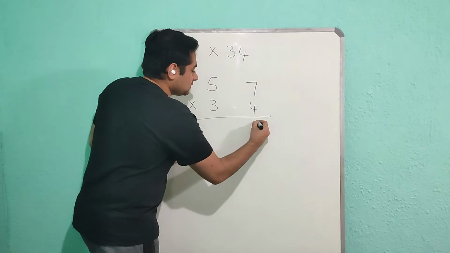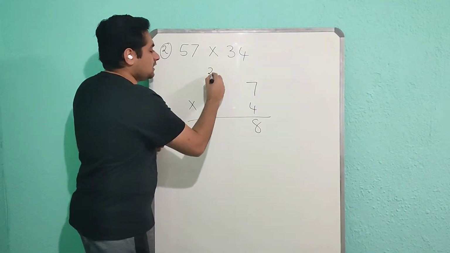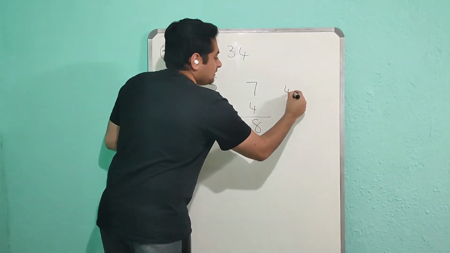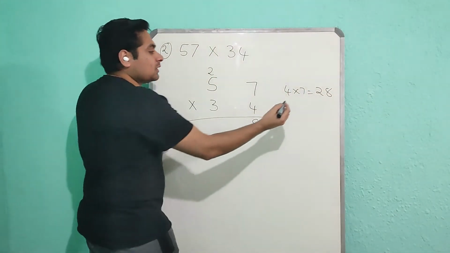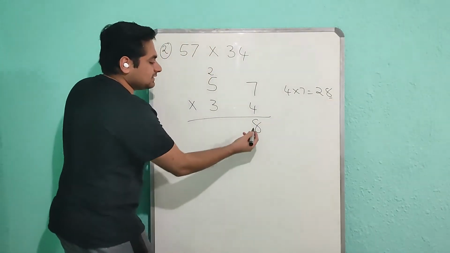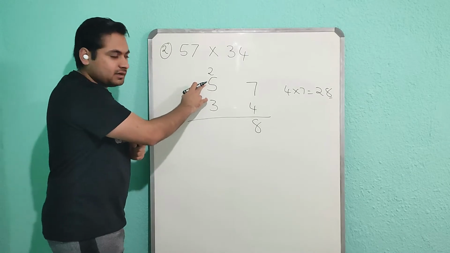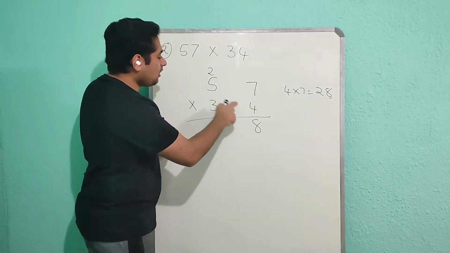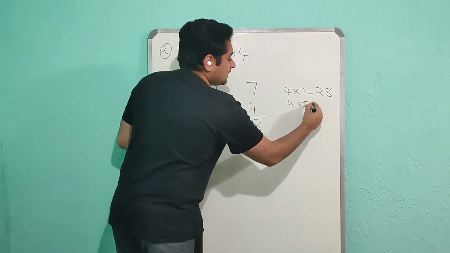28, right? So you write an 8, and now you are going to carry the 2 here. So 4 times 7 gave us 28. So what did we do? We took the last digit, which was 8, and we put it here, and the 2 we carry to the next number, right? Now we say 4 times 5. What is 4 times 5? We know 4 times 5 is 20.